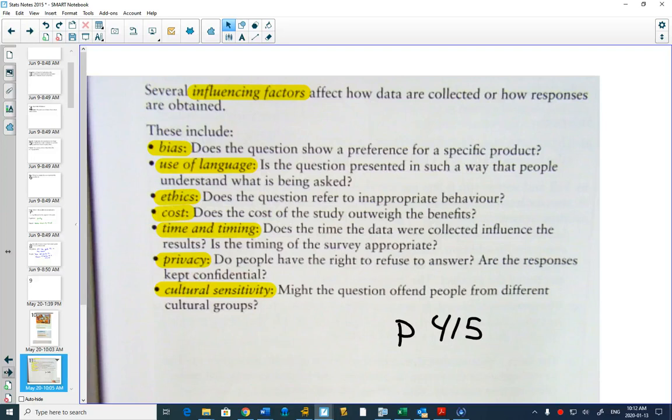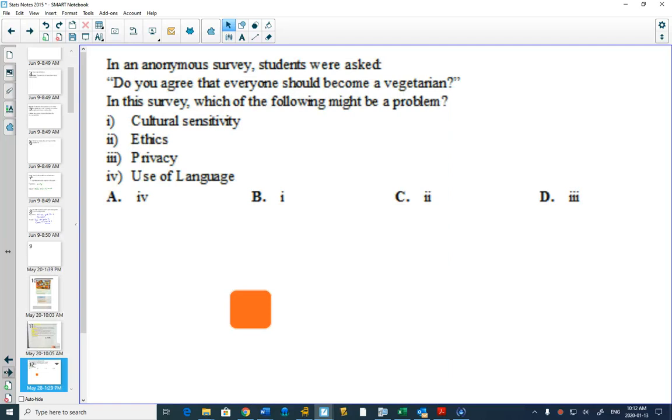Okay. So here we've got some multiple choice questions. I want you to read them, think about your results, and see which is the influencing factor here. Anonymous survey. Students were asked, do you agree that everyone should become a vegetarian? In this survey, which might be a problem? Is it because of a culture?